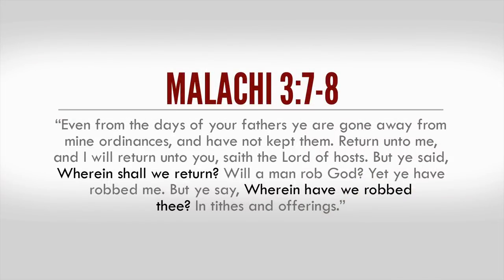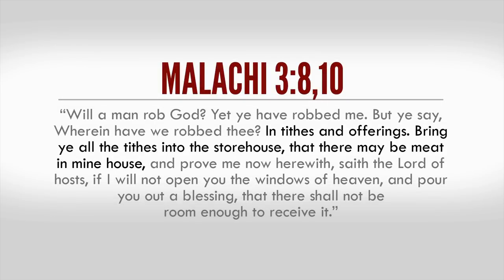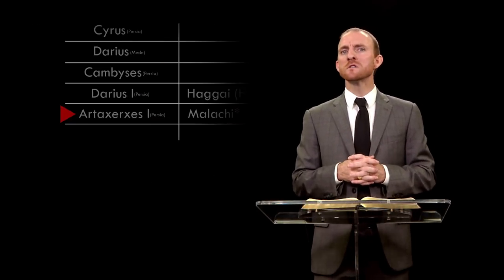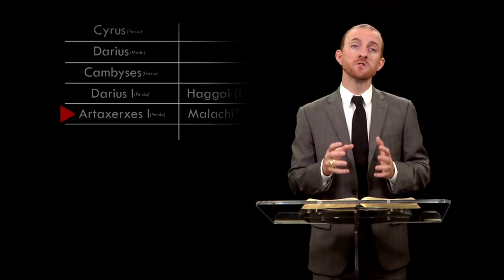The Jews asked, "Wherein shall we return?" Malachi 3 and verse 7. And, "Wherein have we robbed thee?" Malachi 3 and verse 8. God responds by revealing the Jews were robbing God by their abuse of tithes and offerings. He continues, "Bring ye all the tithes into the storehouse, that there may be meat in mine house," in verse 10. This description seems the most similar to the Jews under Artaxerxes I.